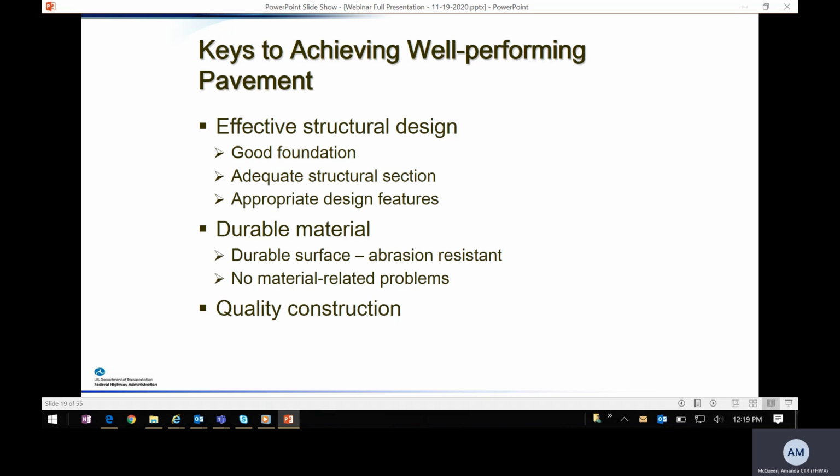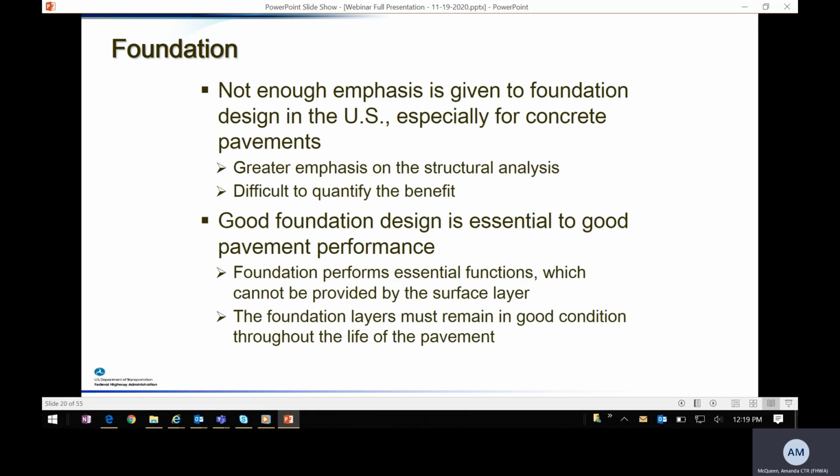And foundation, for the most part, especially for concrete pavements, don't really show up on this design analysis because they don't affect pavement response so much. But what is important is what happens to the pavement over time. So the most important aspect of foundation design is that the foundation layers need to retain their integrity throughout the life of the pavement, so we don't have localized issues. And that's the part that's hard to quantify the benefits. So we tend to not pay as much attention to that in the US.